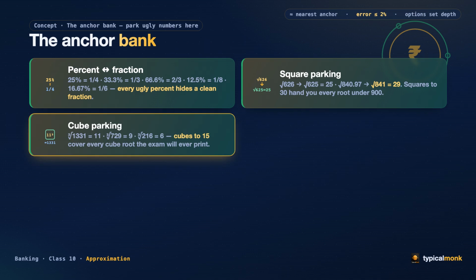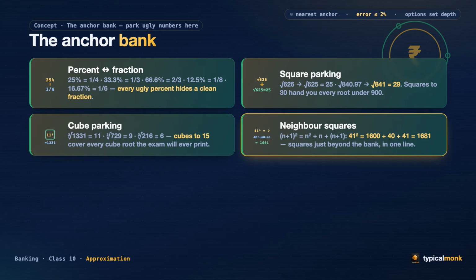The third account, cube parking. The cube root of 1331 is 11. The cube root of 729 is 9. The cube root of 216 is 6. Cubes up to 15. And every cube root the exam will ever print comes from this list.